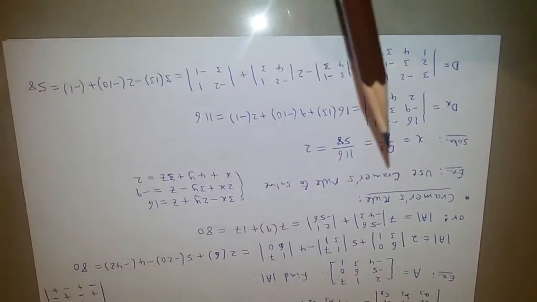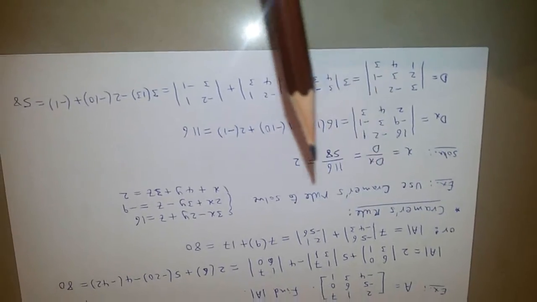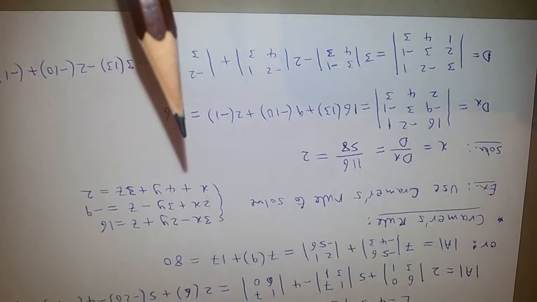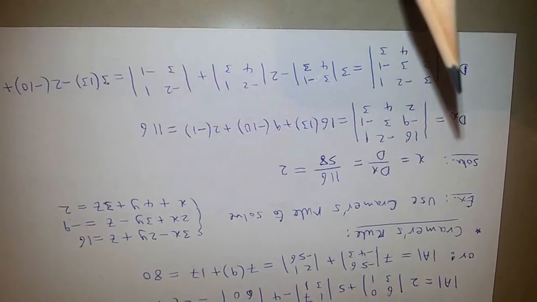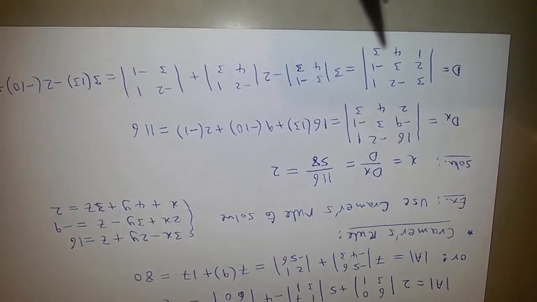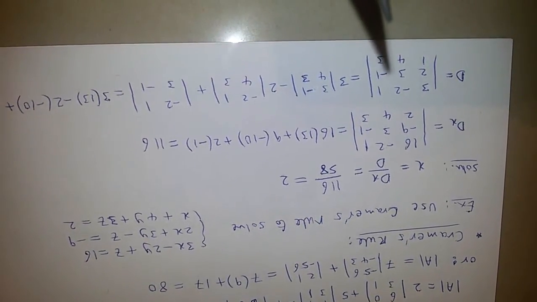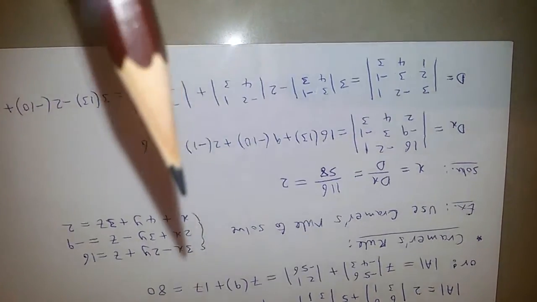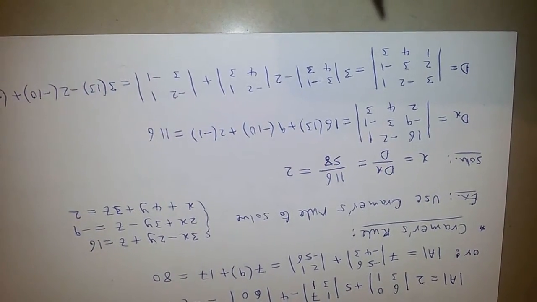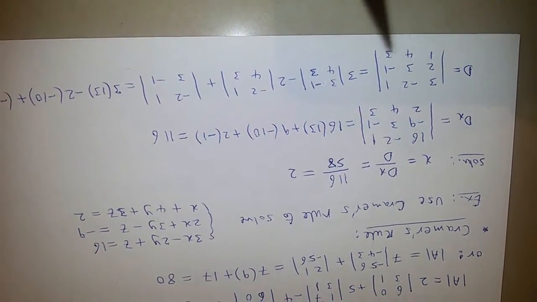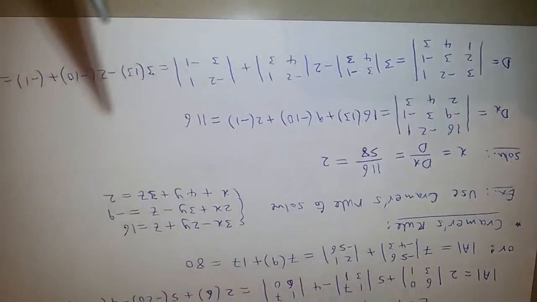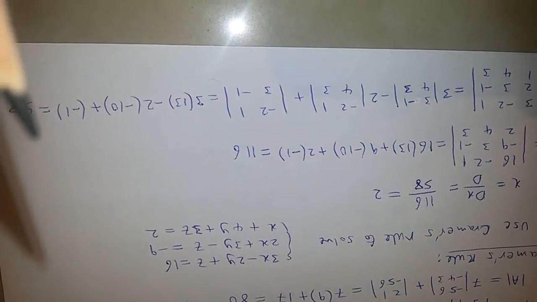Cramer's rule, if you have a system of 3 equations and 3 variables, is the same, but here each determinant would be 3 by 3. So D here would be the coefficients of x, the coefficients of y, the coefficients of z, and you find this determinant as here, and the answer would be 58.